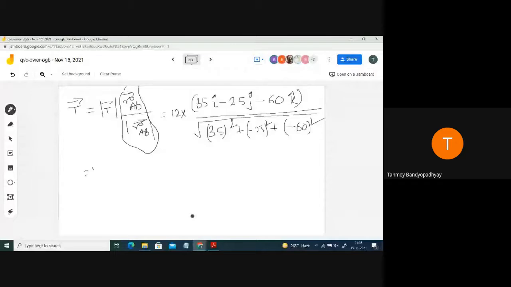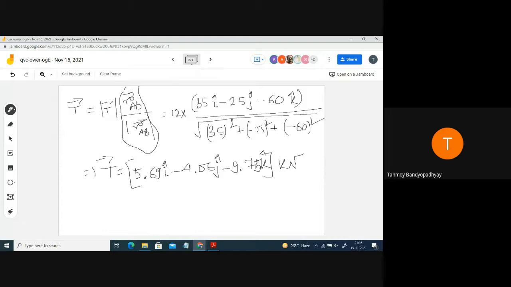So what will be T vector? So just do the calculations. So you will be getting something in kilonewton. This is a vector actually. So just I am writing down the answer since we are running short of time. So this should come out to be minus 4.06 j cap minus 9.75 k cap. এটা একটু বাড়িতে করো, এটা পেয়ে যাবে, ঠিক আছে? So this is how you have to find out a position vector.